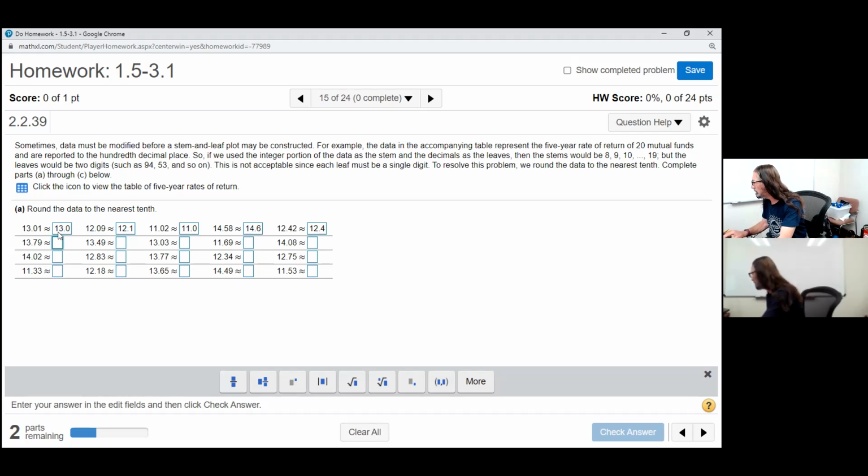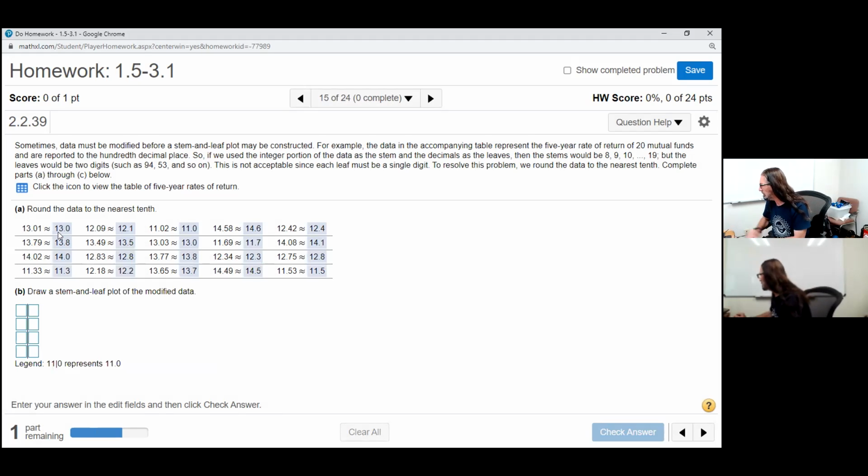12.42 down. 13.79 up. 13.49 down. 13.03 down. 11.69 up. 14.08 down. 14.02 down. 12.83 up. 13.77 up. 12.34 down. 12.75 up. 11.33 down. 12.18 up. 13.65 up, 14.49 down, and 11.53 up.